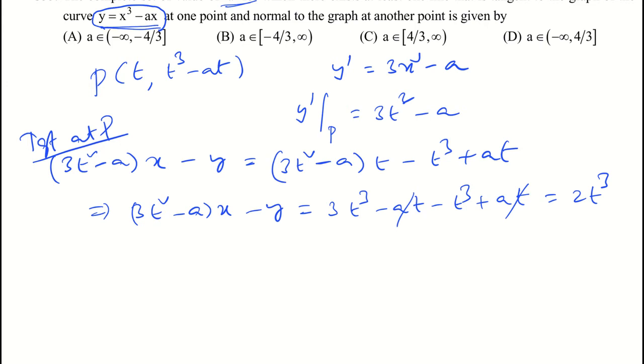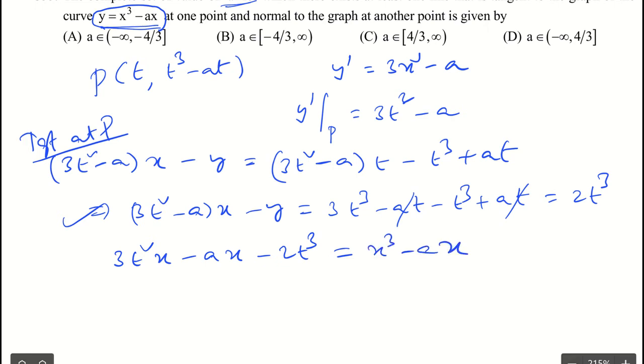Now I solve this one and the curve to see where this tangent is intersecting the curve at another point. For that, I eliminate y from these two equations. From this tangent equation, y is nothing but 3t square x minus ax minus 2t cube. And from the curve equation, y is x cube minus ax. Now I see that I can cancel x on both the sides, and I have x cube minus 3t square x plus 2t cube is equal to 0.